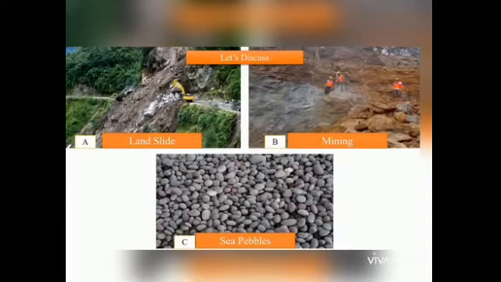Let us answer the questions. What is the hill in A made up of? The hill in A is made up of soil and rocks. What is being done in B? In B, the process of digging is shown. The land is dug and the rocks and soil that are extracted are loaded into a truck.